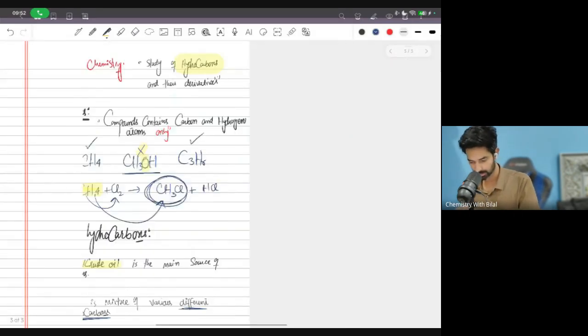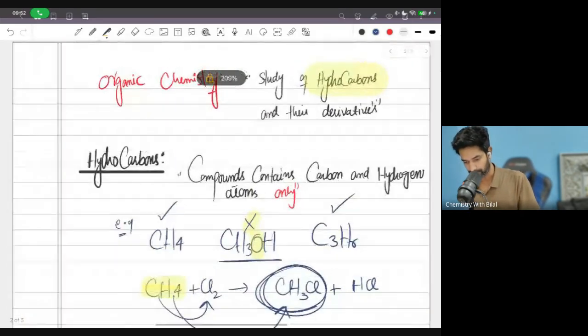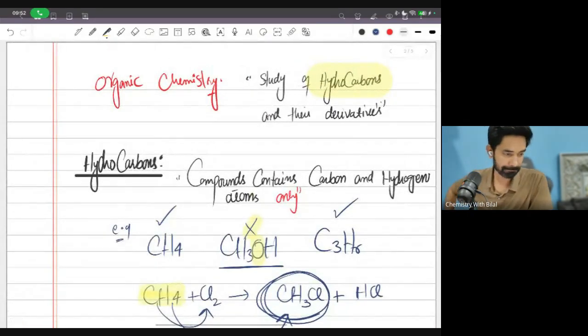I think it's easy. So what we studied today, we started with organic, everyone. It is the study of hydrocarbons and their derivatives. Hydrocarbons are the compounds containing carbon and hydrogen atoms only. Iman, I hope आपने थोड़ा सा late join किया, but this makes sense. Yes, Iman.